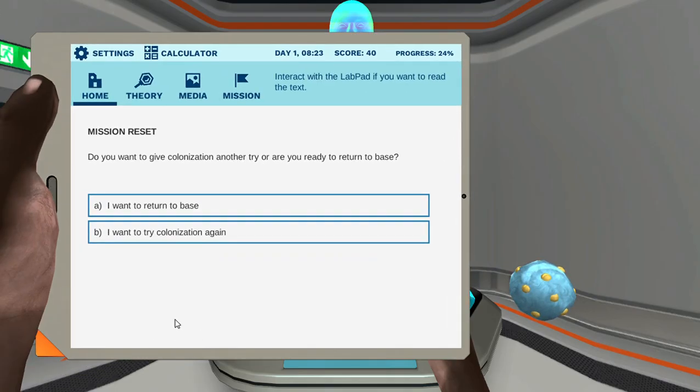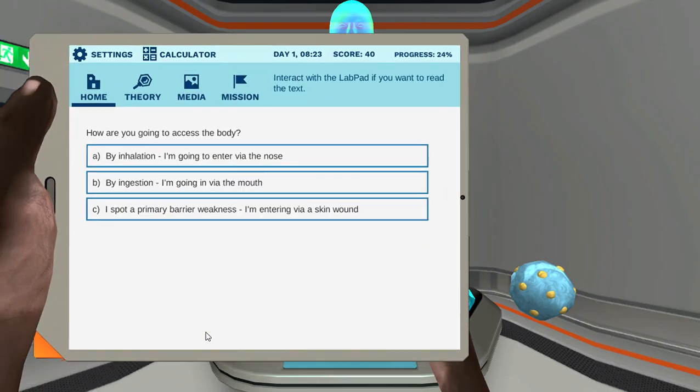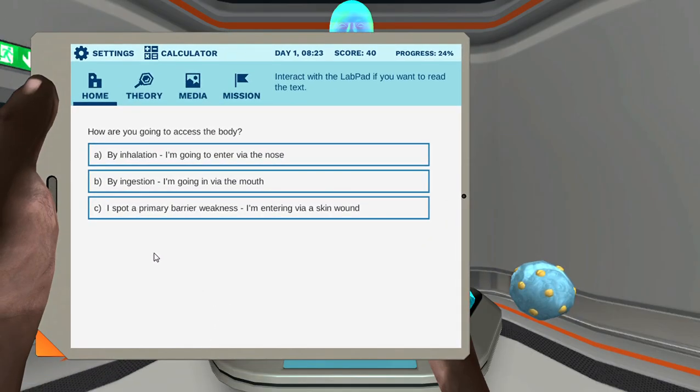Mission reset. Do you want to give colonization another try? How are you going to access the body? Option A, by inhalation. I'm going to enter via the nose. Option B, by ingestion. I'm going in via the mouth. Option C, I spot a primary barrier weakness. I'm entering via a skin wound.